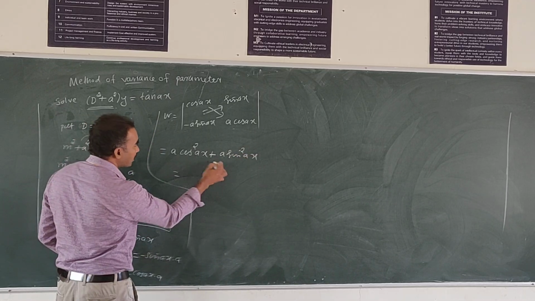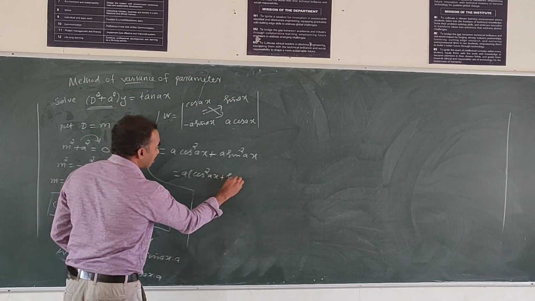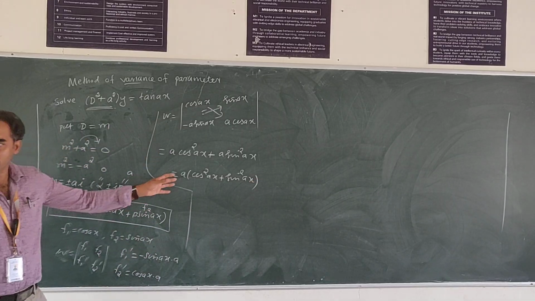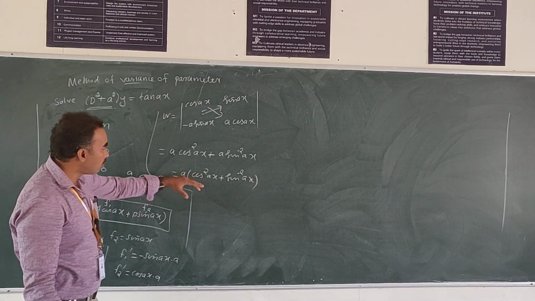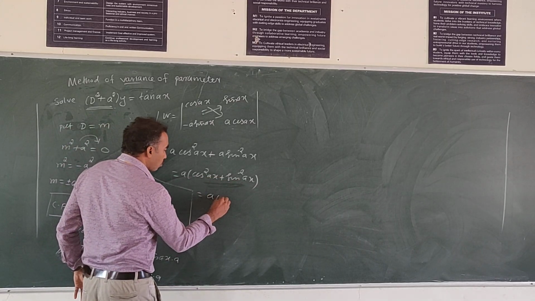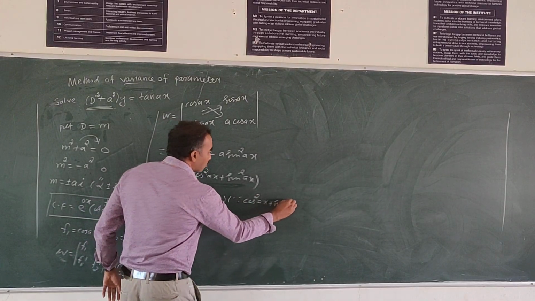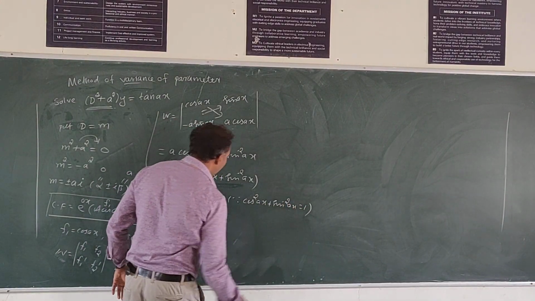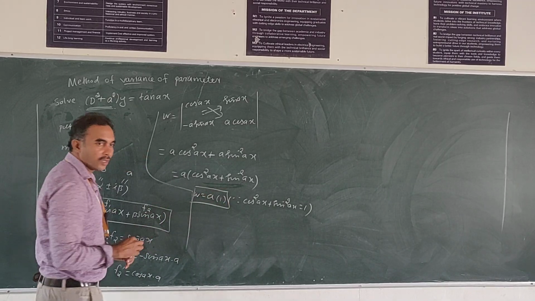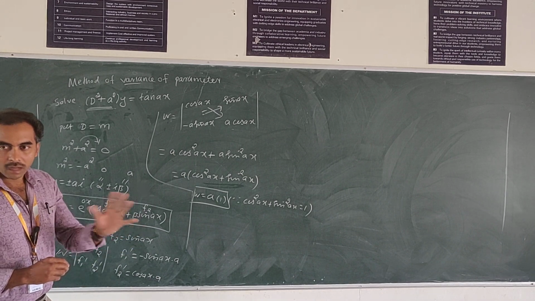Here which term is common? a. a(cos² ax + sin² ax). We have the trigonometry formula sin² θ + cos² θ = 1. So the value of this is 1, since cos² ax + sin² ax = 1. So W = a. We got W. Next, we have to calculate P and Q.